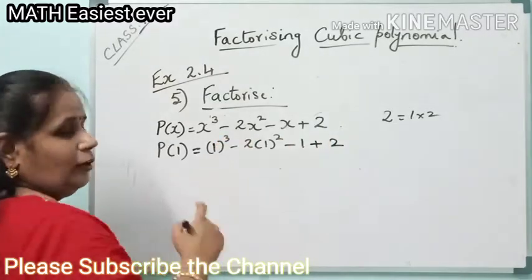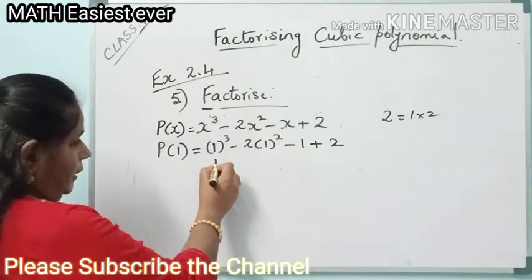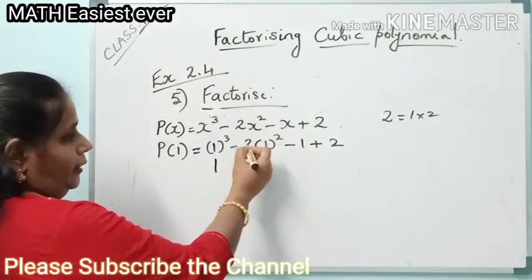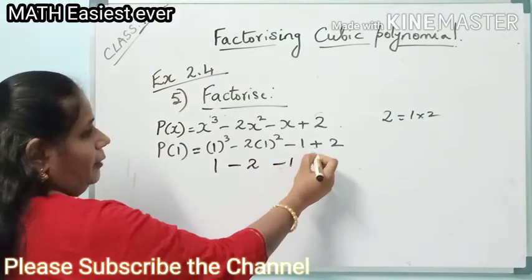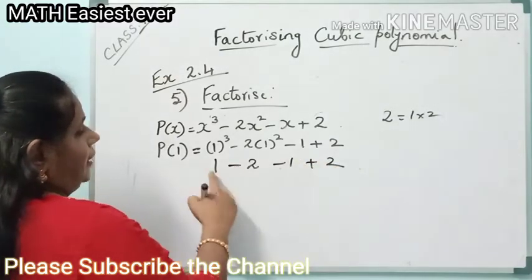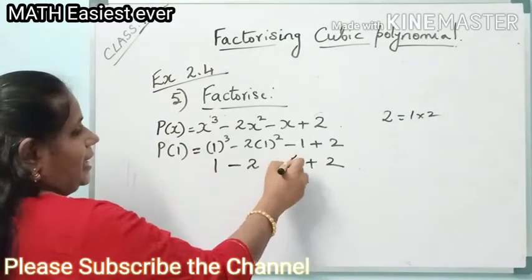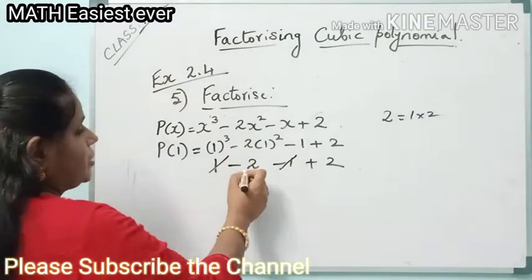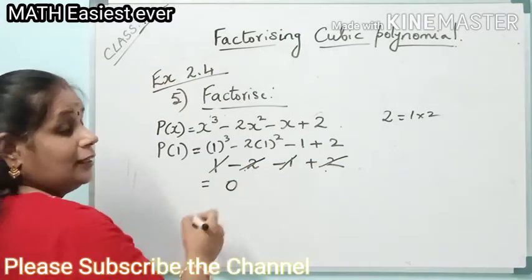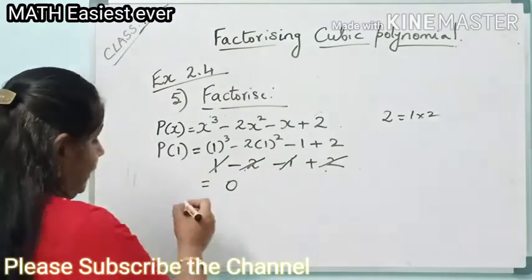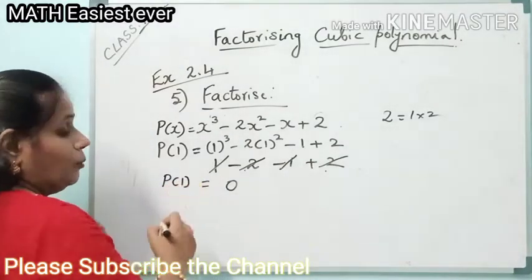1 cube is what? 1 into 1 into 1, it's 1. 1 square is 1 into 1 into minus 2, it's minus 2. Minus 1 plus 2. Isn't it? What is 1 and minus 1? It gets cancelled. 0. Isn't it? Minus 2 and plus 2, that also gets cancelled. So, what is your result? That is 0. That is, p of 1 is equal to 0.